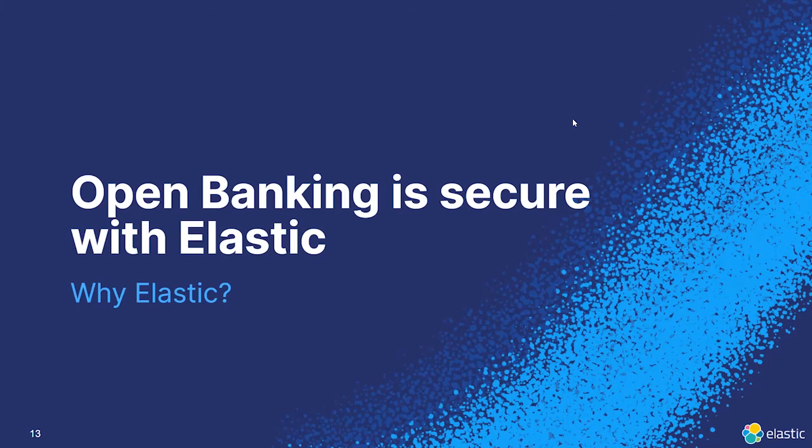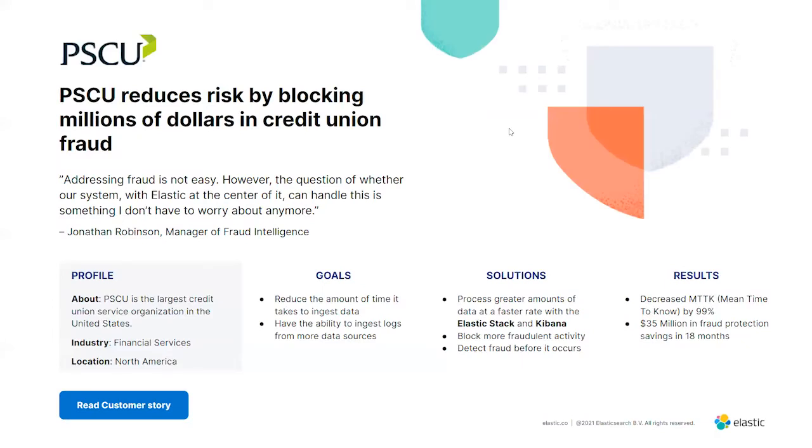So I want to start by asking you, why should you consider Elastic as an option to augment your open banking deployment? The first thing that comes to my mind is the number of customers that are already using Elastic solutions to protect their assets. For example, PSU is one of the largest credit unions in the United States. By using Elastic, they are now able to reduce the mean time to know about a fraud by 99%. In just about 18 months of this utilization, they are saving $35 million in fraud detection.